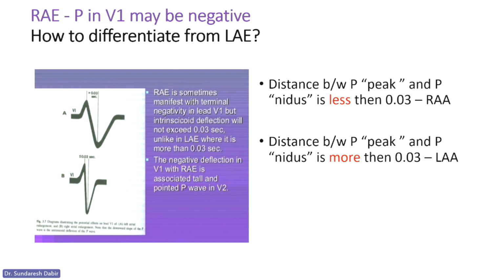So this is the Himalayan P wave, in which the P wave height is more than 5 millimeters. Okay, so this is the Himalayan P wave.